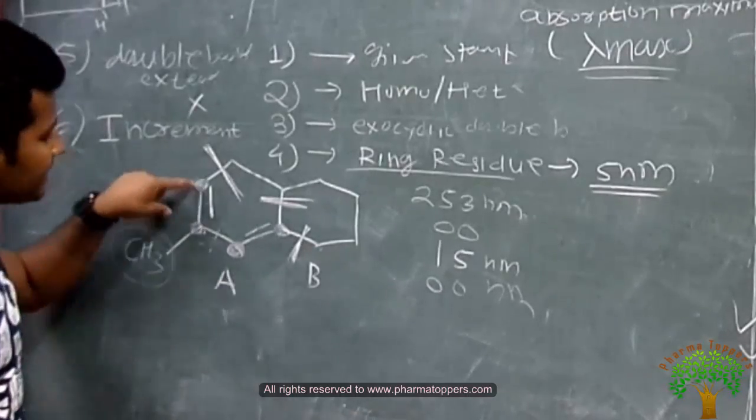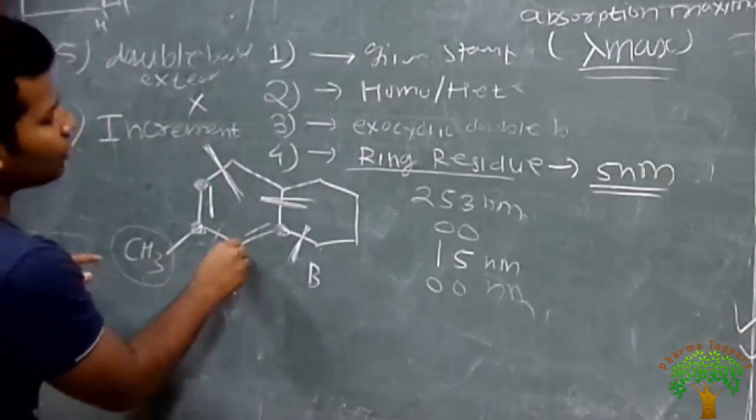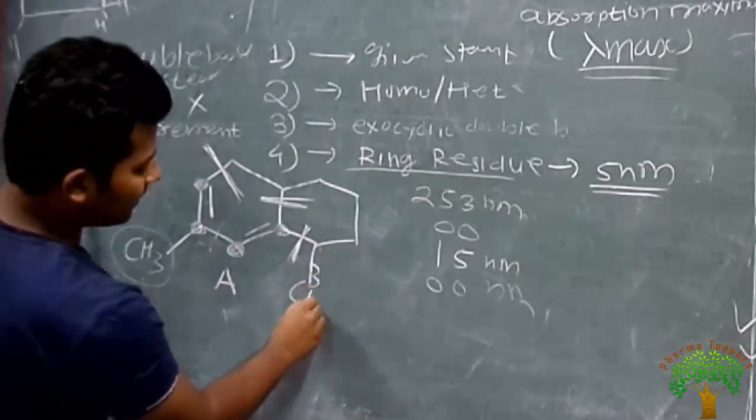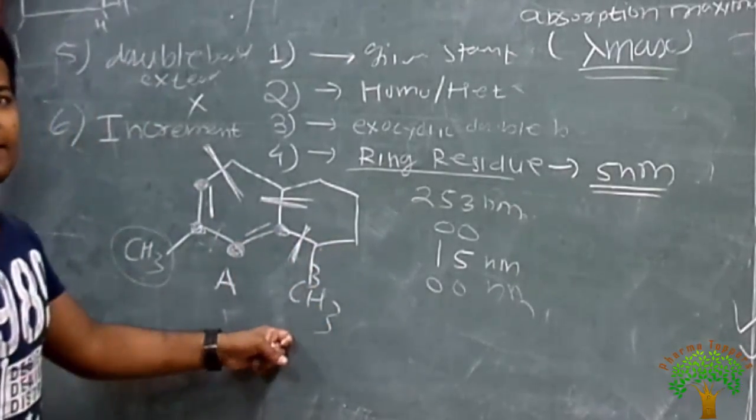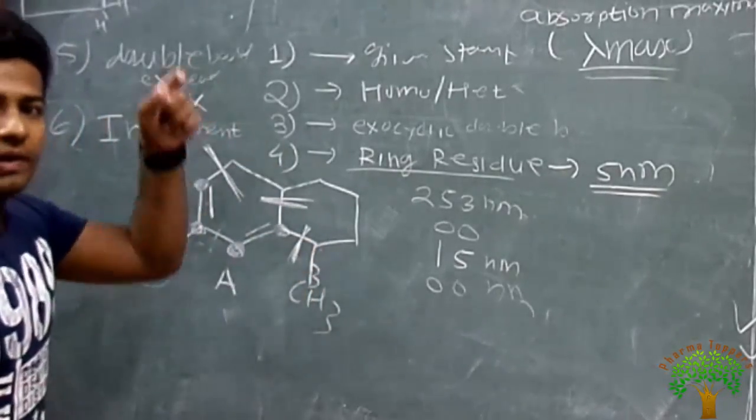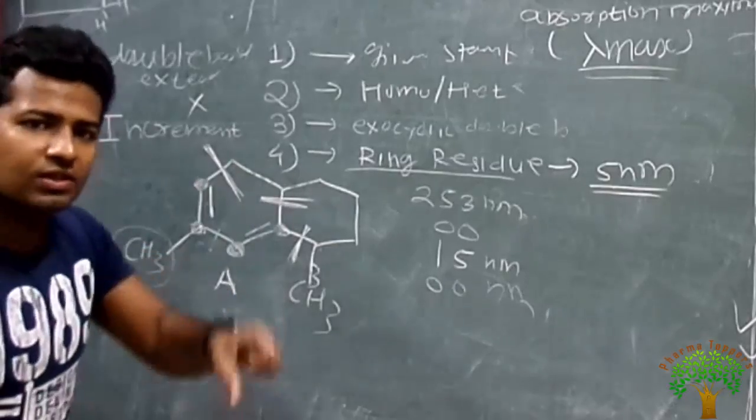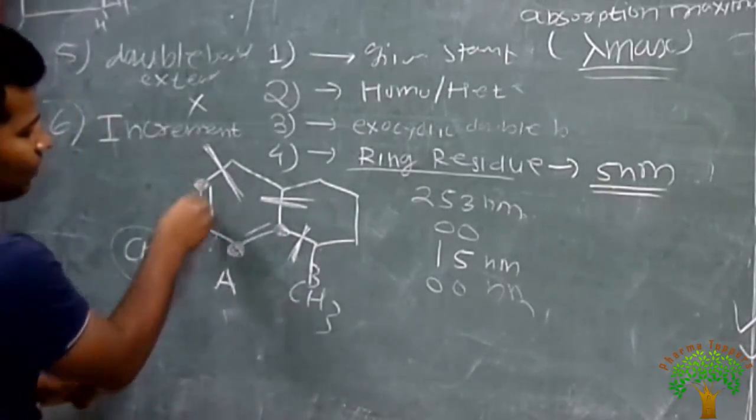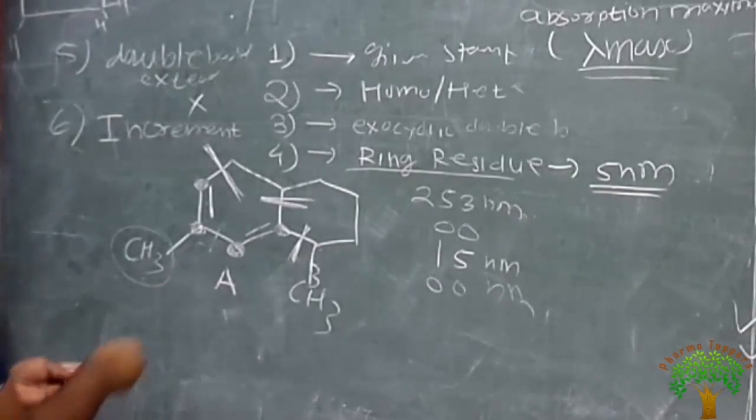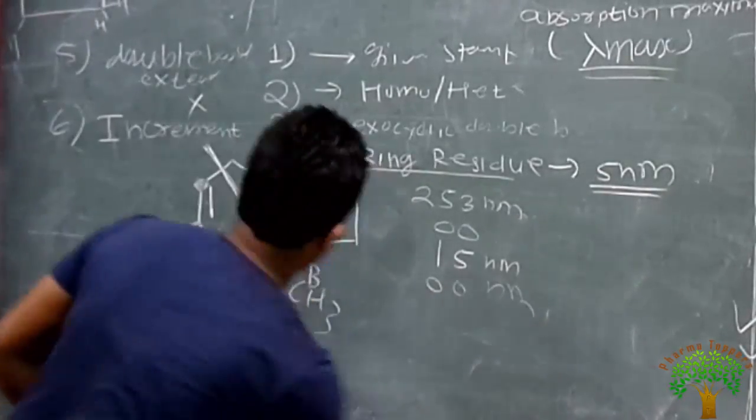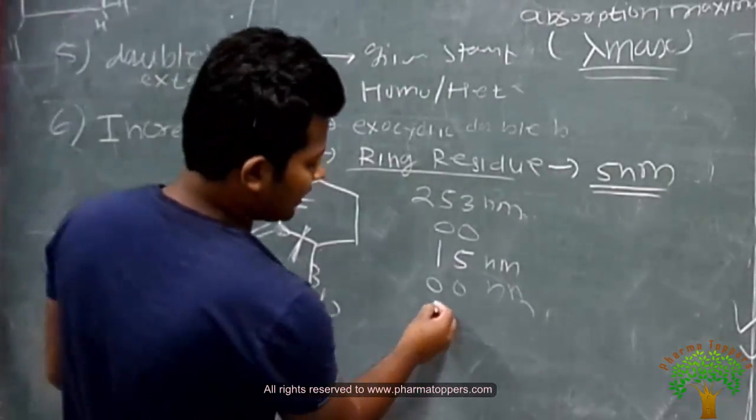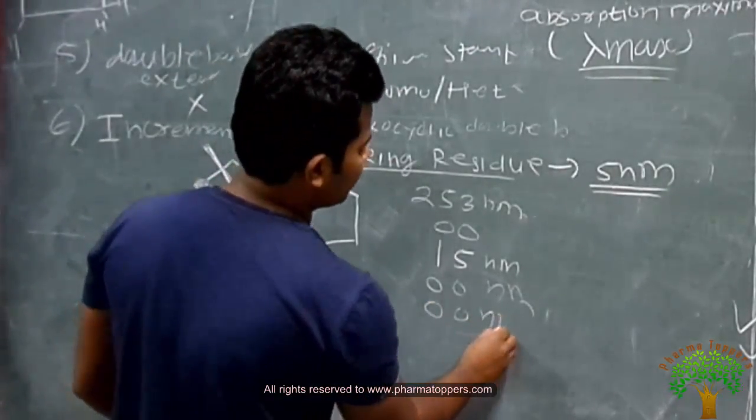That's why I first starred both conjugated carbons. If CH3 is present on this carbon, then there is no increment, because this carbon is not part of the conjugation. Only ring residues on those carbons which are in conjugation with each other are considered. This is the simplest way. And in this structure, there is an absence of any ring residue, so it is taken as 0.